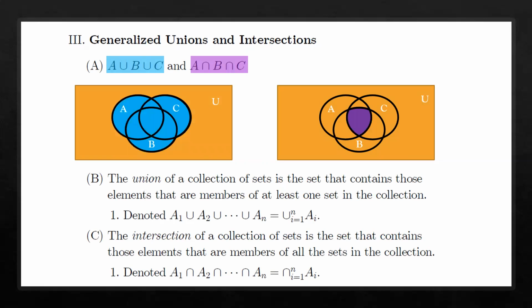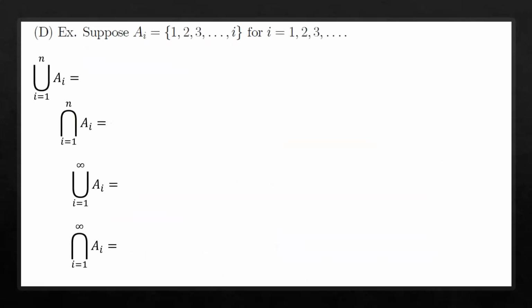We can talk about the intersection of A sub i's. Well, what are the i's? i's are numbers 1 to n. So let's apply this to an example. Suppose the A sub i's are constructed like this. A sub i is the numbers 2 through i, where i is 1, 2, 3, and so forth and so on.